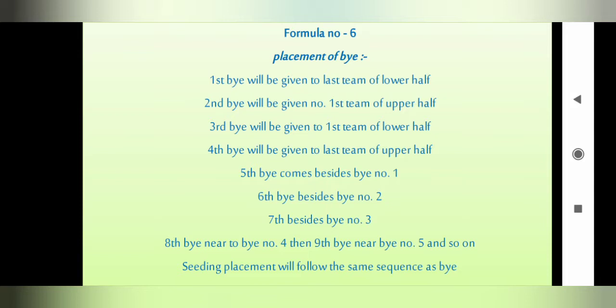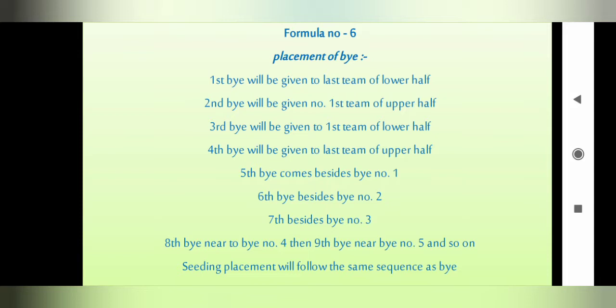So the first bye will be given to the last team of the lower half. Then the second bye will be given to the first team of the upper half. The third bye we will give to the first team of the lower half, and the fourth bye will be given to the last team of the upper half.